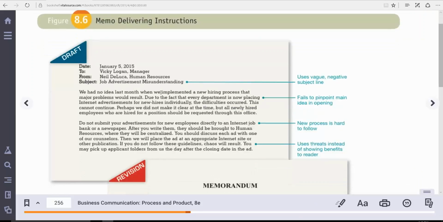Draft we were talking about. "We had no idea last month when we implemented a new hiring process that major problems would result. Do not submit your advertisements for new employees. The new process is hard to follow. If you do not follow these guidelines, chaos will result." It uses threats, fails to pinpoint a main idea, and uses a vague negative subject line.